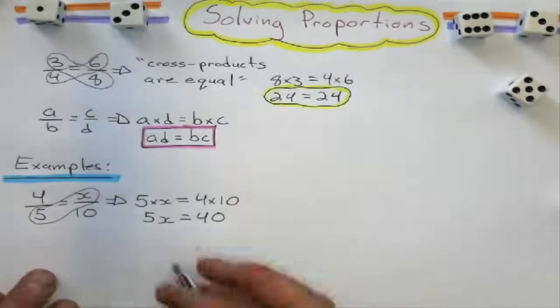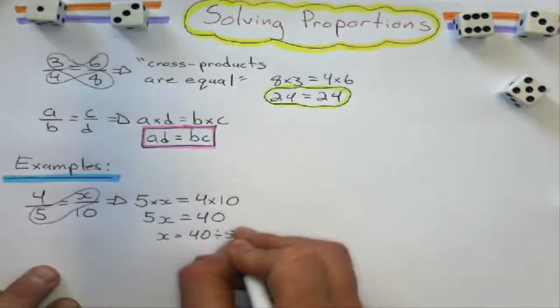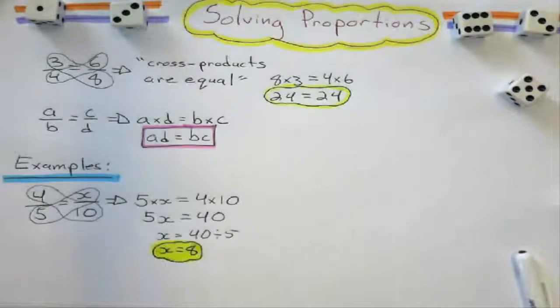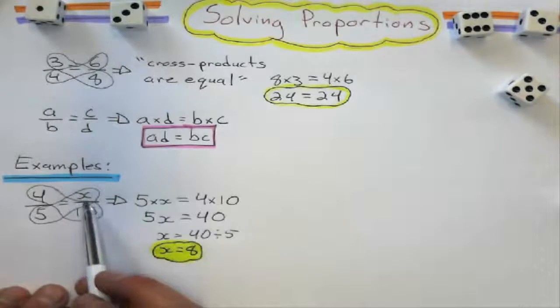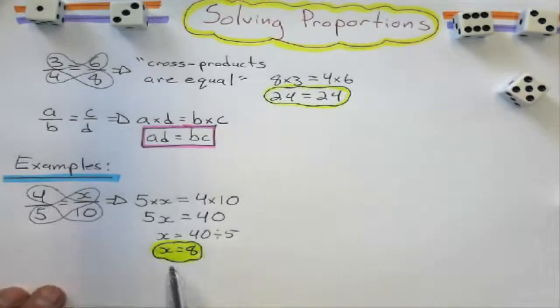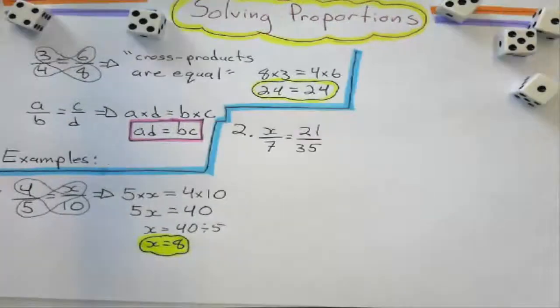Okay? So then x must equal 40 divided by 5. That gives me 8. And of course, if I substituted that 8 back into my proportion, it works out. 8 times 5 is 40, and 4 times 10 is 40. My other examples aren't going to have nice whole numbers, so that's okay. Let's look at another example.